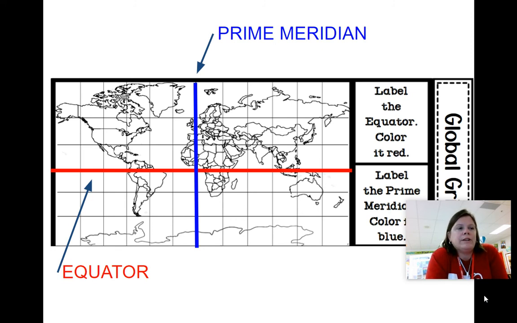This is just a little brief look into what we're going to look at today on Tuesday, and we're going to dive right into latitude and longitude the rest of the week.